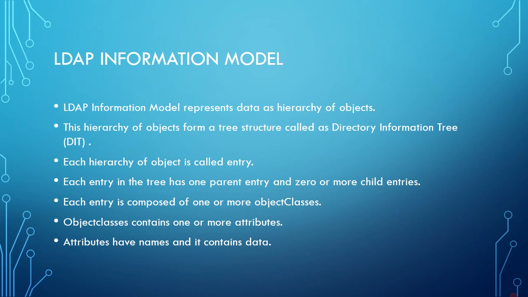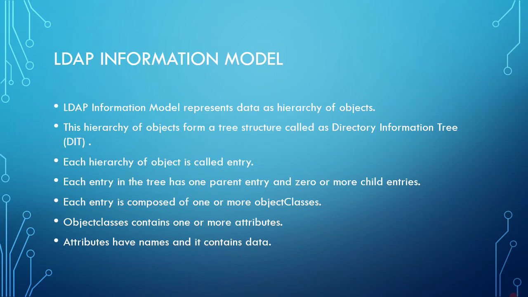Here, let's see the LDAP information model. As you all are aware, an information model defines how data is represented. So in LDAP, the data is represented in the form of a hierarchical structure of objects. This hierarchical structure of objects forms a tree called the directory information tree. Each object in the hierarchy is called an entry. Each entry in the tree has one parent entry and zero or more child entries.